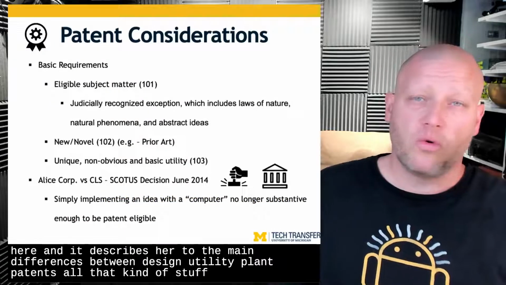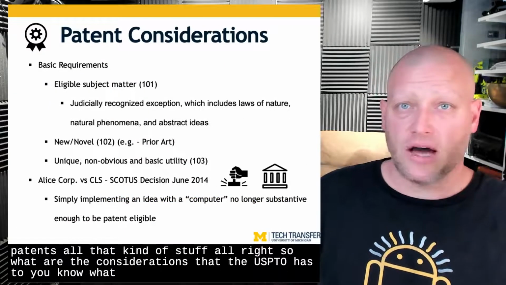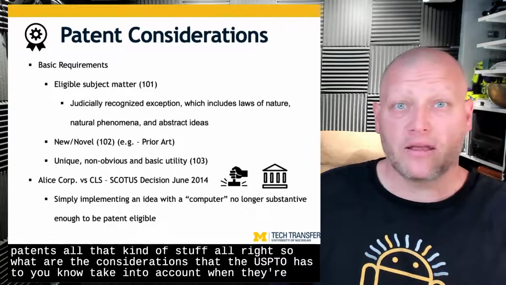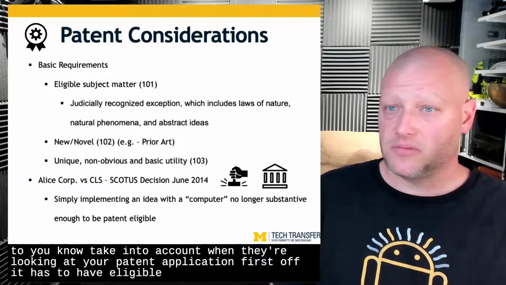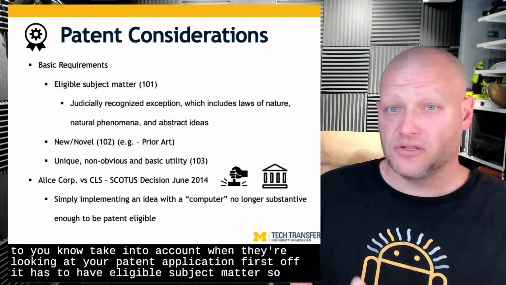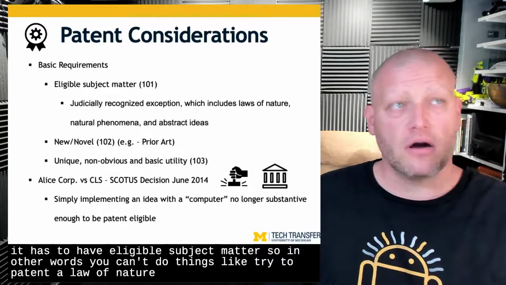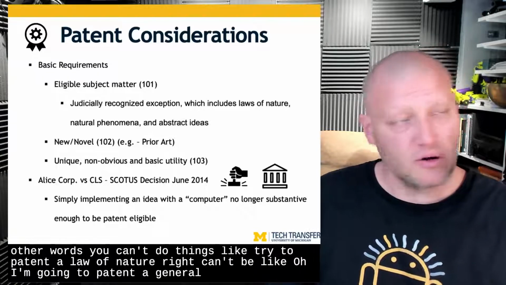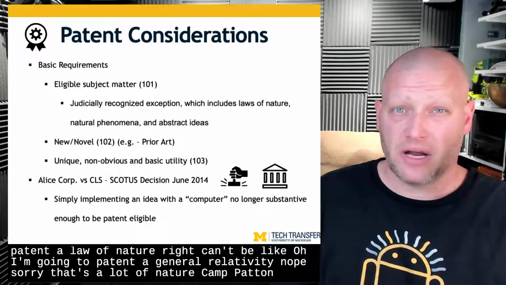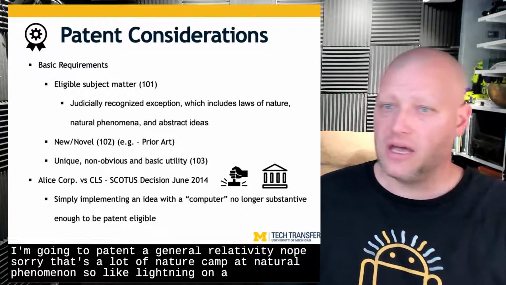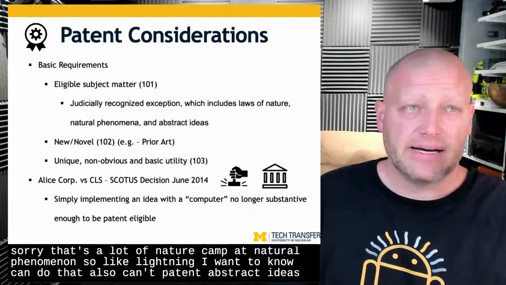All right, so what are the considerations that the USPTO has to take into account when they're looking at your patent application? First off, it has to have eligible subject matter. So in other words, you can't do things like try to patent a law of nature. All right, you can't be like, oh, I'm going to patent general relativity. Nope, sorry, that's a law of nature. You can't patent natural phenomenon. So like, ooh, lightning, I want to patent. Nope, can't do that. You also can't patent abstract ideas, right?